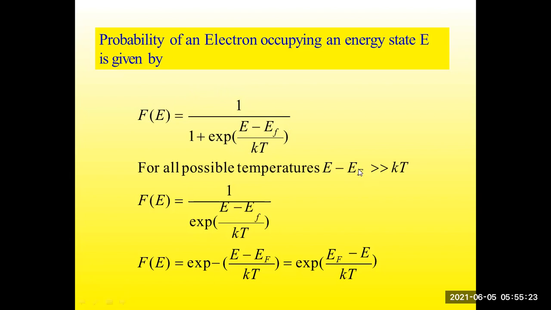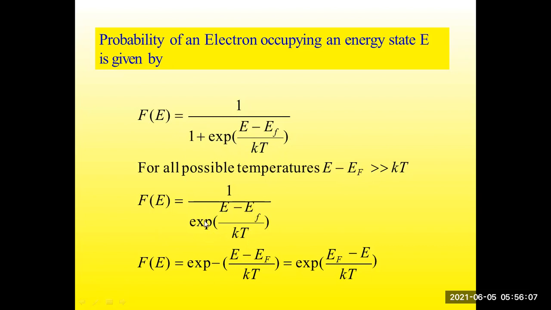For all possible temperatures, E minus EF is very much greater than KT. So E minus EF by KT is very much greater than 1. In this factor, 1 is very, very small when compared with E minus EF by KT. Since it is an exponential, e to the power of E minus EF by KT is very much greater than 1, so this 1 can be neglected. So f of E is equal to 1 by exponential of E minus EF by KT.